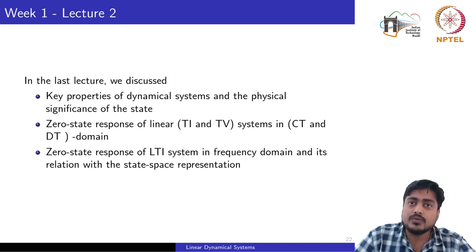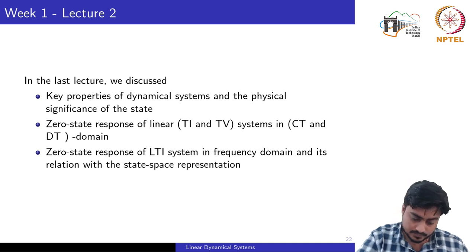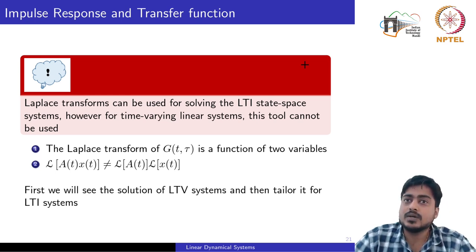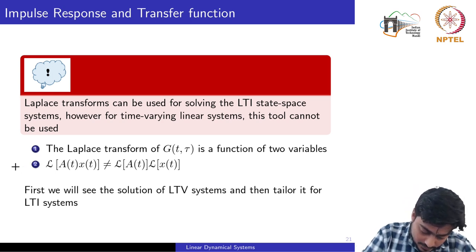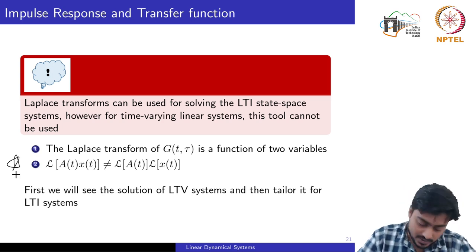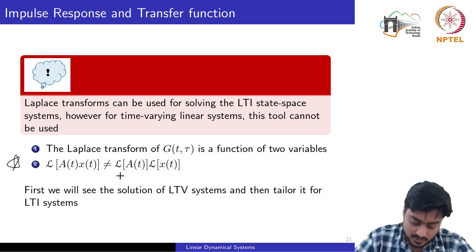The major issue where we stopped in the last lecture is the solution of the time varying system. There were two issues in computing the solution of the time varying system. First, the Laplace transform of the function G(t, tau) would now be a function of two variables. Second, and the major issue, the Laplace transform of the multiplication of the time varying matrix A(t) into the vector x(t) is not equal to the product of their individual Laplace transforms.